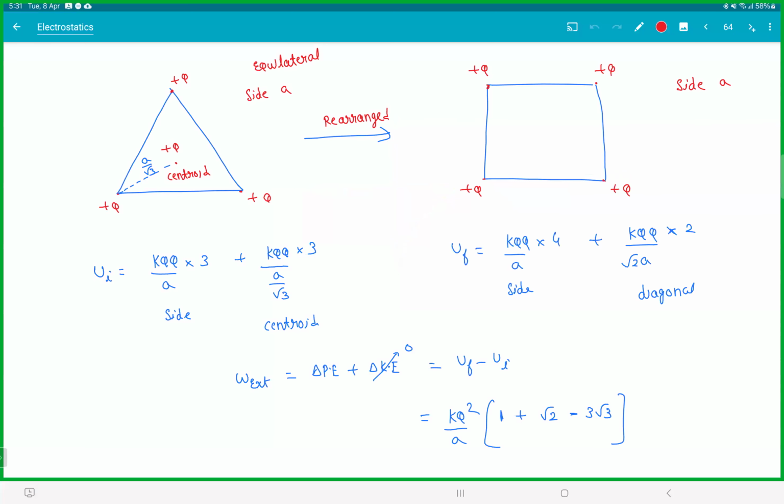So the last thing we did was the potential energy of a system.